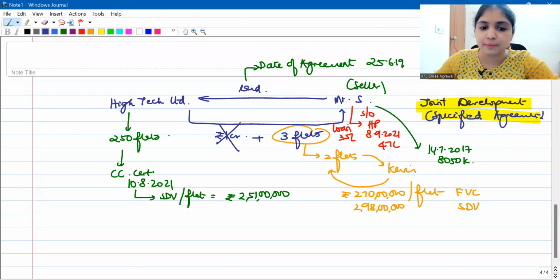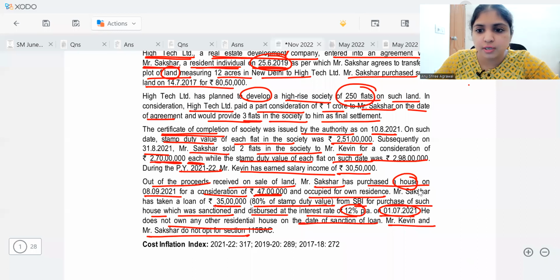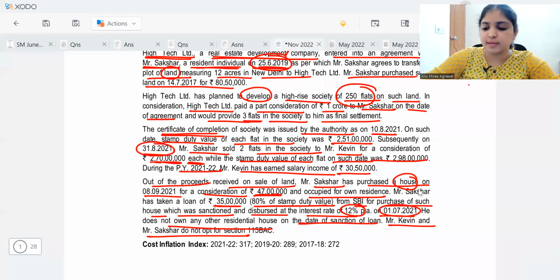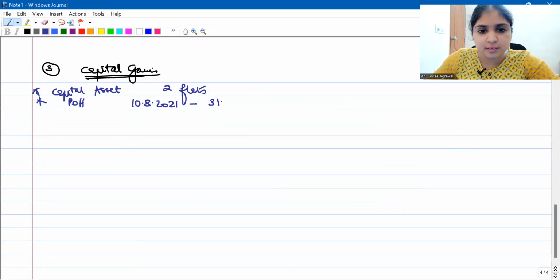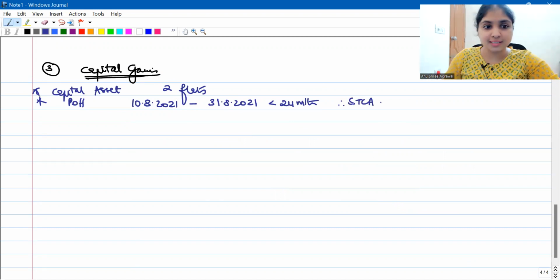And when will it end? When is Mr. Sakshar selling the flats to Kevin? I didn't put the date here. Let's go to the question and see. Mr. Sakshar sold on 31st August 2021. So the date of transfer is 31st August 2021. This period is definitely less than the 24 months for immovable property, hardly 20 days. So even this is going to be a short-term capital asset.